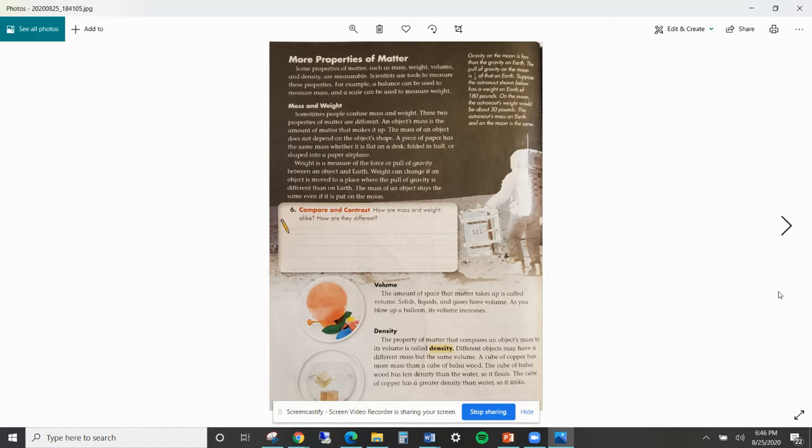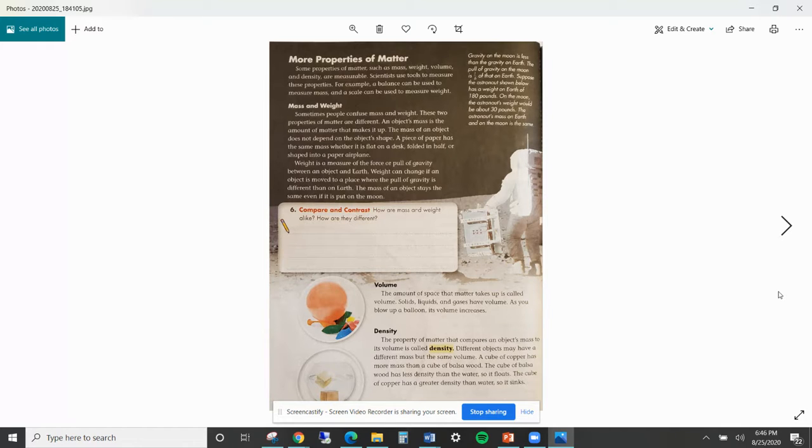The astronaut's mass on Earth and on the moon stays the same. So mass is the amount of matter he is made of, and that stays the same no matter where he goes. But the weight changes because of the pull of gravity. On Earth, that astronaut weighs 180 pounds, but on the moon, it's only 1/6. So he weighs about 30 pounds on the moon.